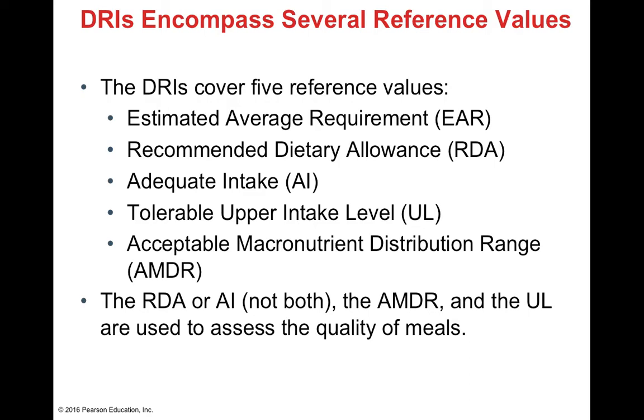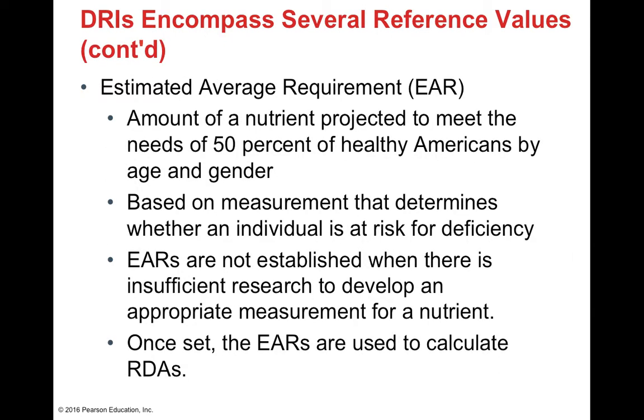We also have what's called the Acceptable Macronutrient Distribution Range, or the AMDR, which is used to talk about the distribution of the macronutrients within your body and the proportions that you should be consuming them. So the quality of a meal is assessed by either the RDA or the AI, but not both. The AMDR, again, that macronutrient distribution range, and the upper limit. These are all used to assess the quality of the diet.